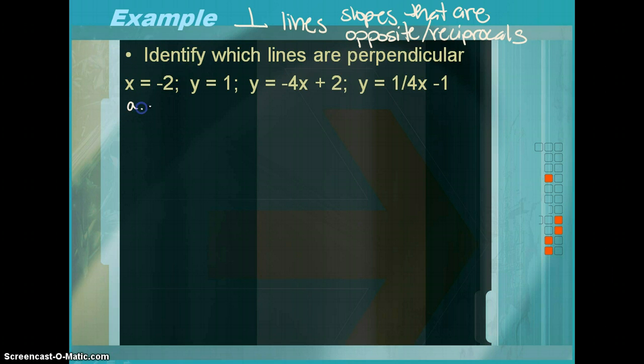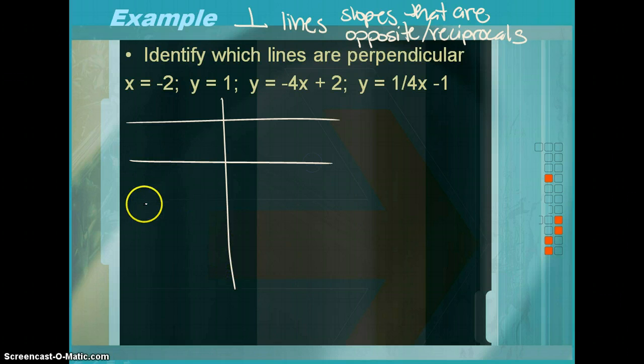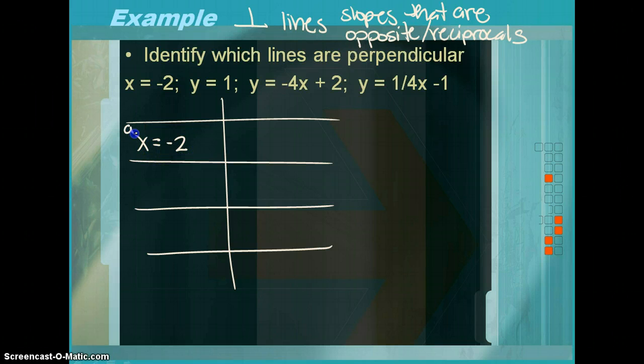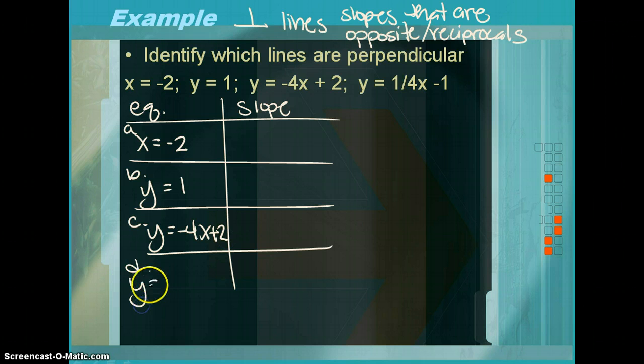So again, we're going to go ahead and label x. I'm actually going to do a chart for this one because I think with a chart you'll be able to see it a little bit easier. So we get x is equal to -2. We'll label that A. So this is the equation, and then we'll write the slope next to it. B is y is equal to 1. C is y is equal to -4x plus 2. And D is y is equal to 1/4 x minus 1.